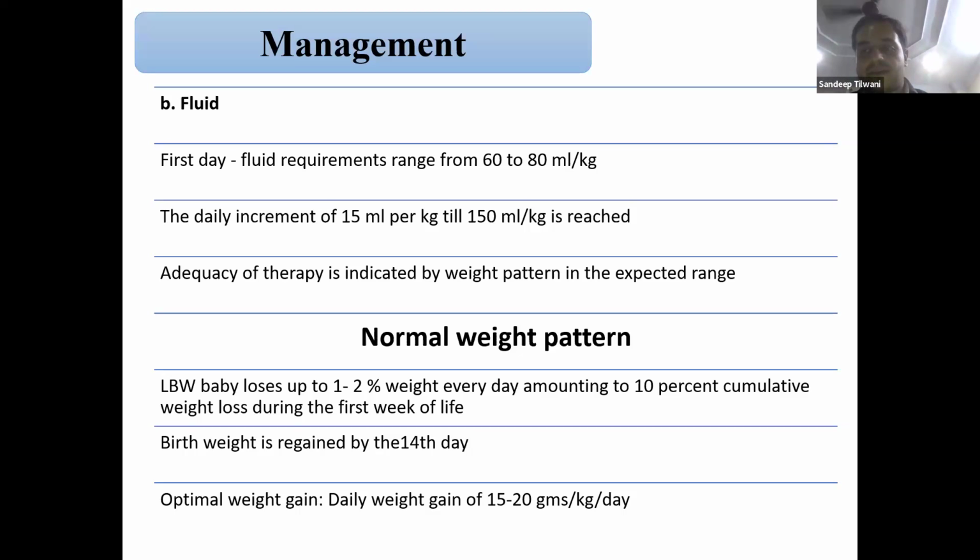Once the baby regains the birth weight, after that the baby should have a continuous weight gain, and the optimal weight gain is around 15 to 20 grams per kg per day. So we should not expect a huge weight loss, or the weight loss would always depend upon the baby's current weight. Based on that, we should target the weight gain which is expected over the next few days. And we should not be happy with 2 grams or 3 grams weight gain. Ideally, if you are providing good nutrition, the weight gain should be around 15 to 20 grams per kg per day.